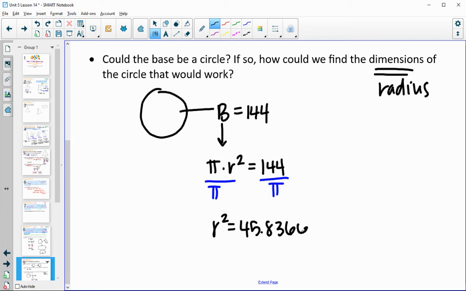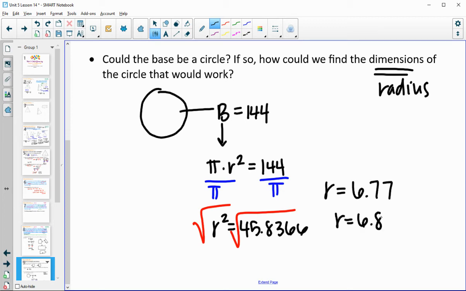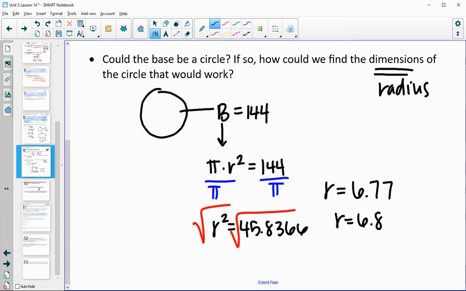So 8366. And then you would have needed to square root to figure out what the radius measure would have been there. And so you would have gotten R as being approximately 6.77, or if you were doing to the nearest tenth, 6.8. But it can be any shape as long as the area of it is 144. So if you know the formula, you can just set it equal to 144 and work your way backwards.